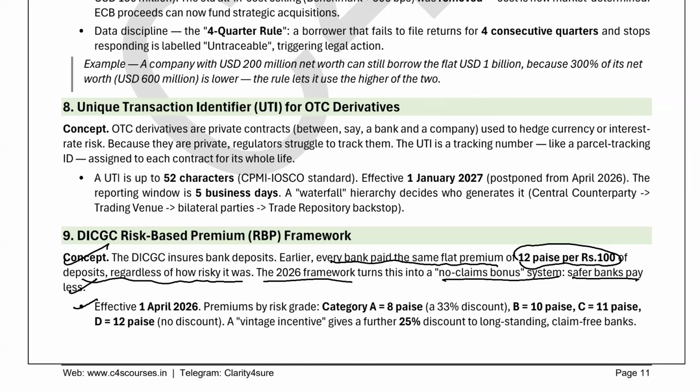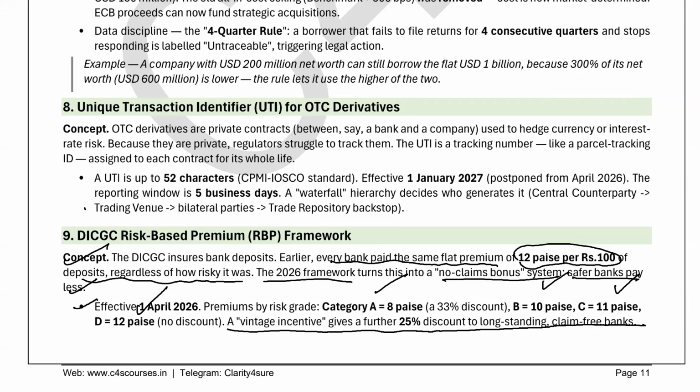What it is telling is, earlier every bank was giving 12 paise per 100 rupees, but now a safer bank will pay less. This is effective from 1st April 2026, and it is about premium by risk grade. The bank which has a higher risk will pay higher, okay. For example, Category A is 8 paise, a 33% discount, Category B is 10 paise, Category C is 11 paise, and Category D is 12 paise, no discount. A vintage incentive gives a further 25% discount to long-standing claim-free banks, right?